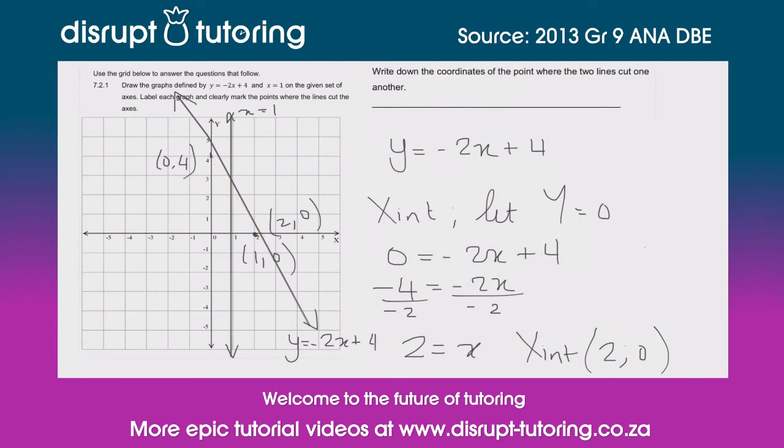Moving on to the very last point of this question, write down the coordinates of the point where the two lines cut one another. Now, if you do not draw this with a ruler, you may get this question wrong. But it seems like the two lines are going to cross at this point over here, which is x equals 1 and y equals 3. So the point where the two cross each other is going to be the point 1 and 3. Nice and easy. Good job.